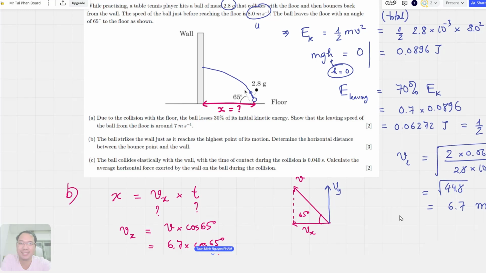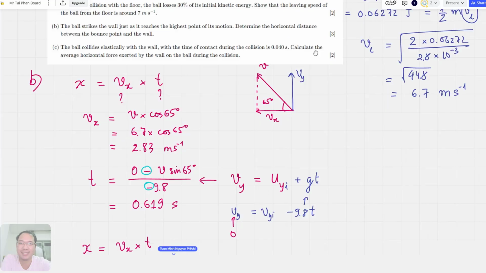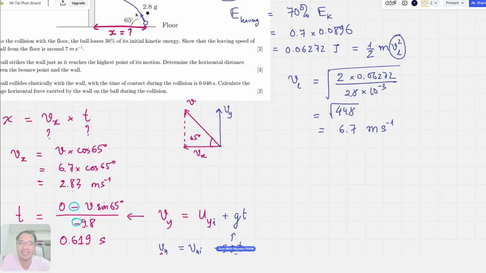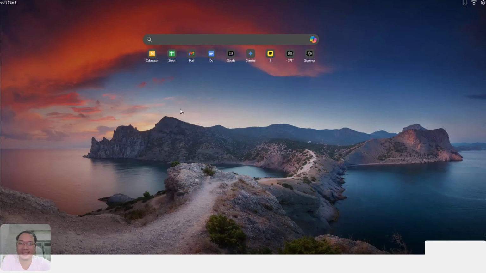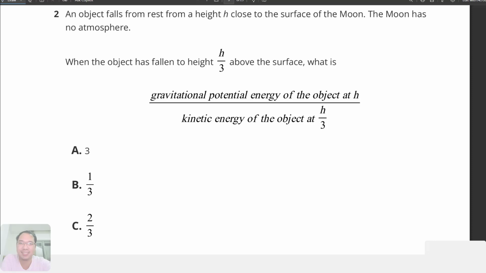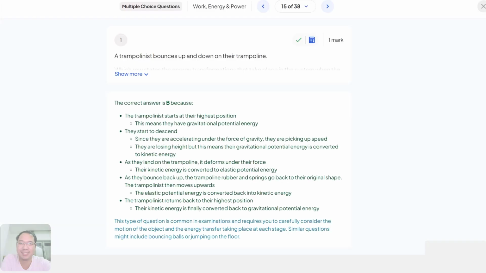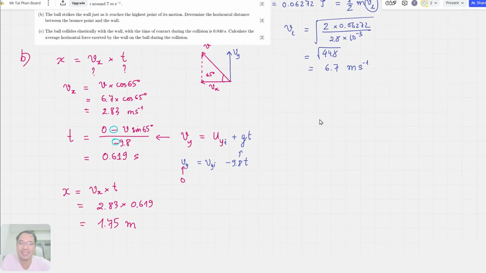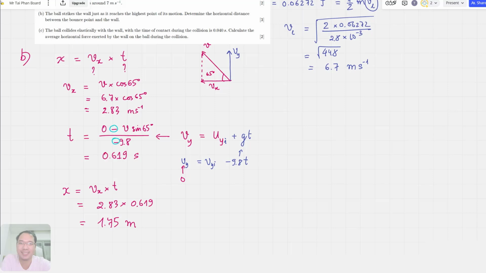I'm trying to find the answer in the Revision Village mark scheme to check it, but my account has drained out. It's not valid anymore. Let me check it. Okay, you have a Revision Village account? I do.